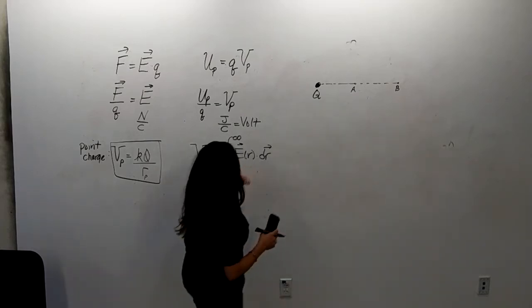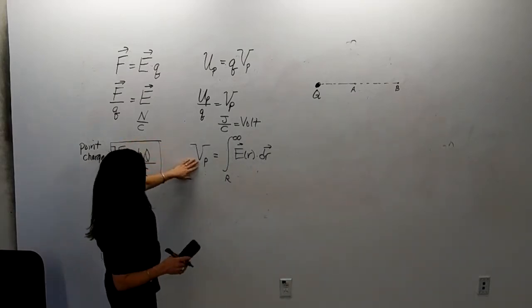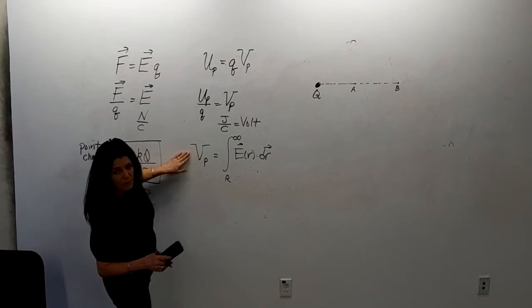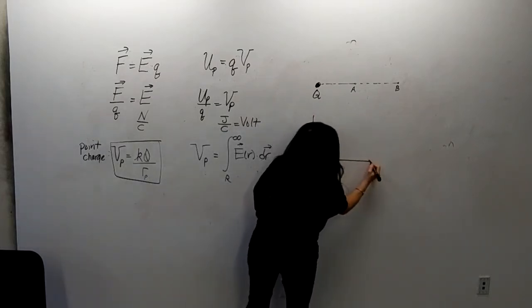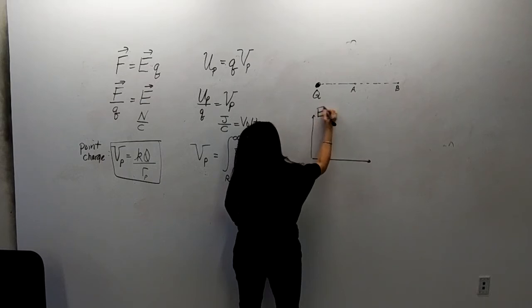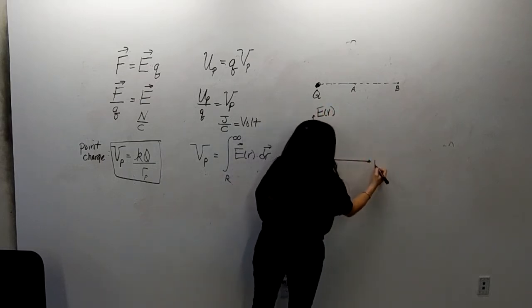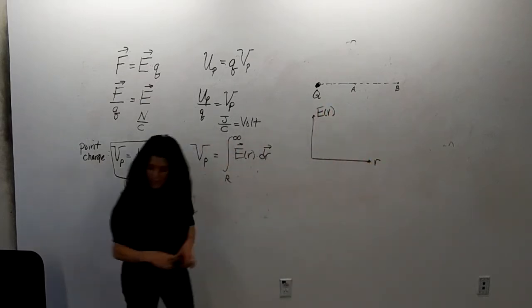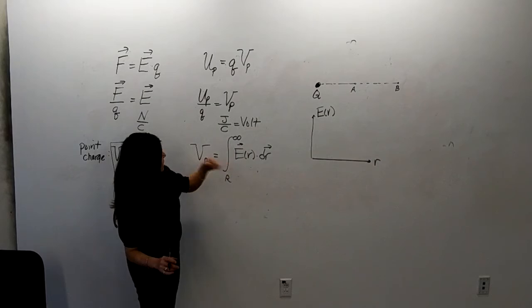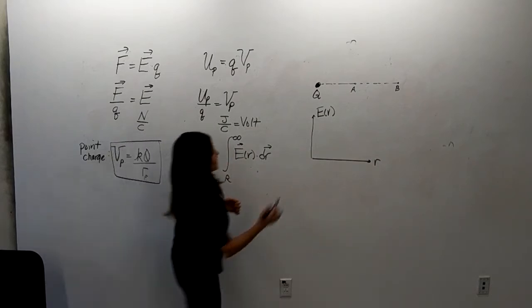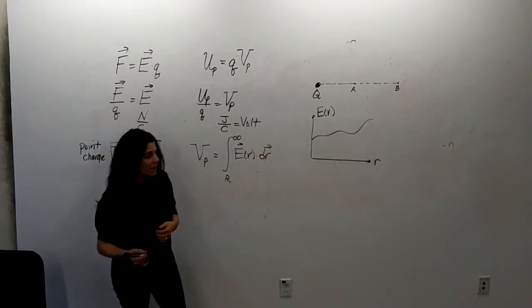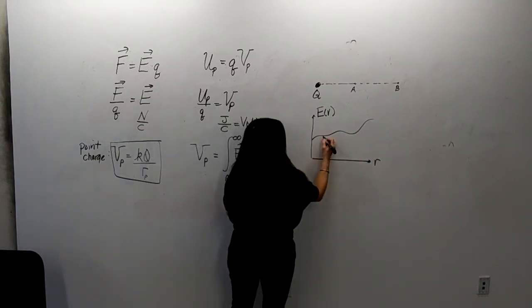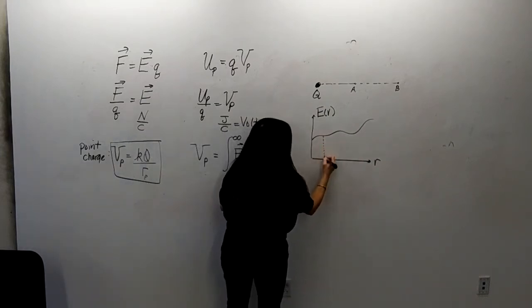The way I like to do that is I like to go back to this equation and think about what it really means. So let's make a graph. Let's make a graph of E of R versus R. And let's think about that for a minute. What is this integral really calculating? Let's say this is my electric field, it just goes in some random direction. And let's say I'm starting here at point A.